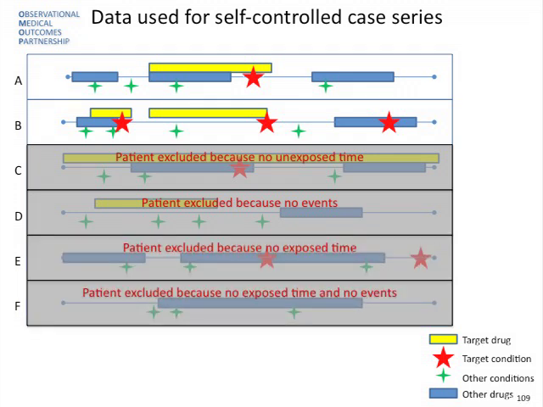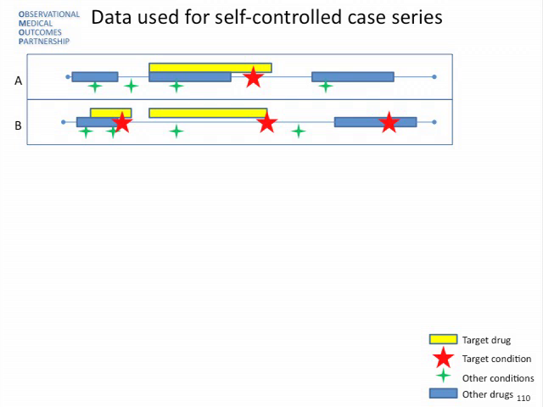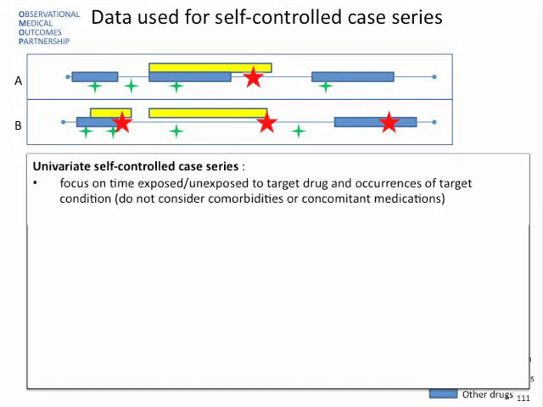And we get down to just the top two who would meet our population definition for being included in a self-controlled case series approach, notably because they have both exposure time and unexposed time, but they also are experiencing events. So it's self-controlled case series.